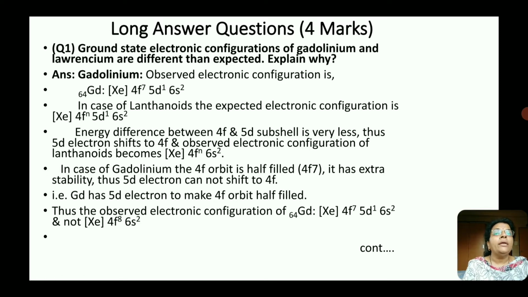Then you have to write the observed and expected electronic configuration of lawrencium, which carries 1 mark, and the reason, that is why. This reason carries 2 marks. Now first, gadolinium. Observed electronic configuration of gadolinium is: gadolinium 64, that is the atomic number of gadolinium is 64, and the observed electronic configuration is 4f7 5d1 6s2.